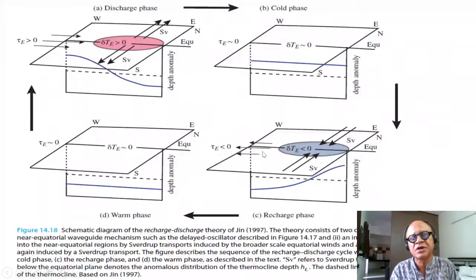You get easterly wind anomalies, so you have tau e less than 0, and then you end up with a phase where again the thermocline is flat but deeper than normal, and the wind anomalies have gone to 0, and then you begin to slosh back towards this phase.